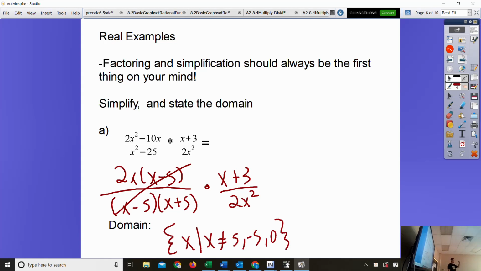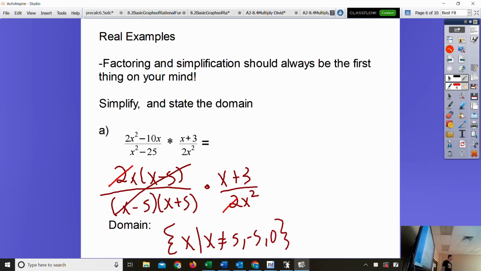Is there a 2 up high and a 2 down low? Is there a multiplication symbol in between those things? I hope you see what I'm talking about. But there is a 2 up high and there's a 2 down low. There happens to be a multiplication symbol in between the 2 fractions. You can always cancel out common factors when there's multiplication. Is there anything else you can do?